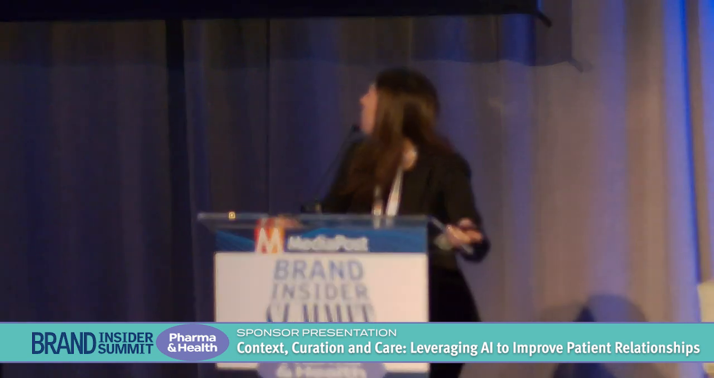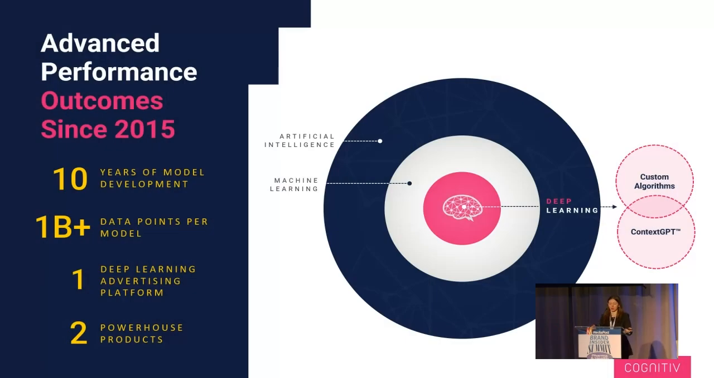So to just jump into it, for those not familiar, Cognitiv is a deep learning advertising platform. And essentially what that means is we use the most advanced form of AI called deep learning, and we use that to build custom targeting solutions for our brand partners to help them drive outcomes at scale.